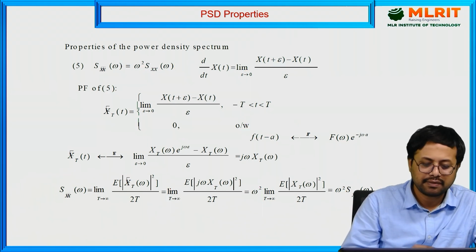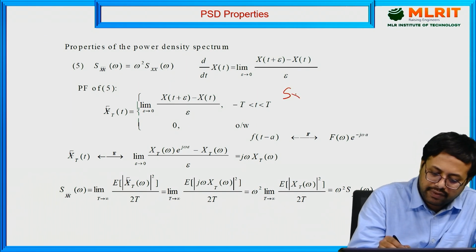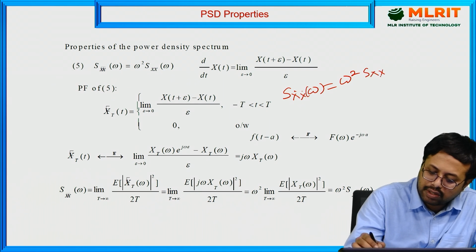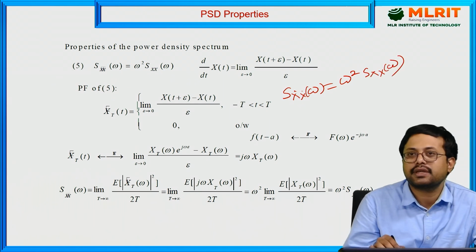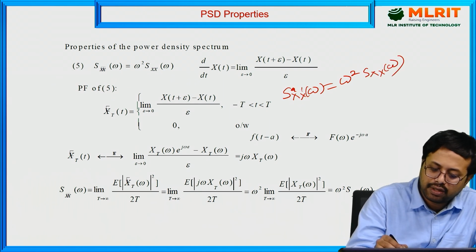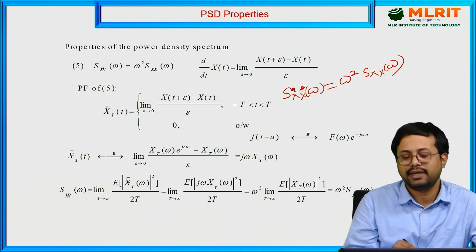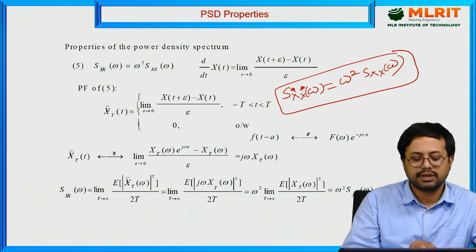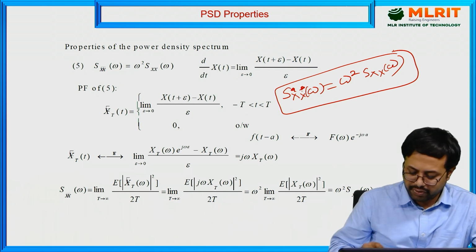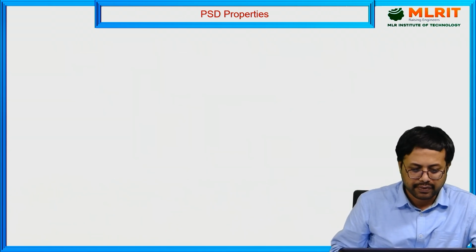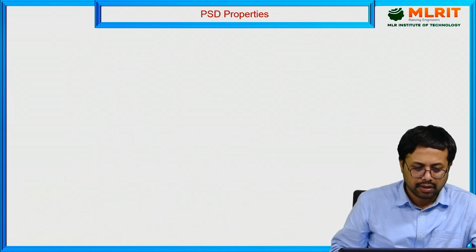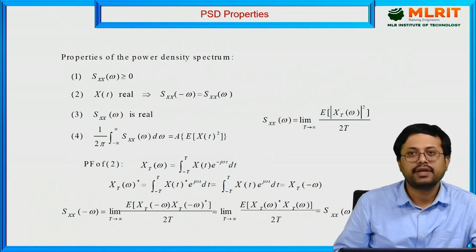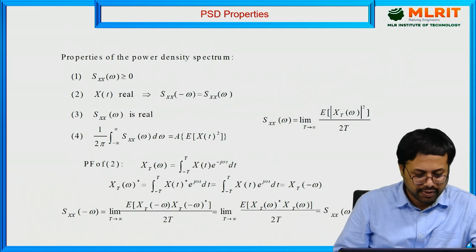The statement tells that the power spectral density of the differentiation of x of t is equal to omega square into the power spectral density. This is the relation, and it is also one of the properties of power spectral density. Here we discussed the five important properties of power spectral density.